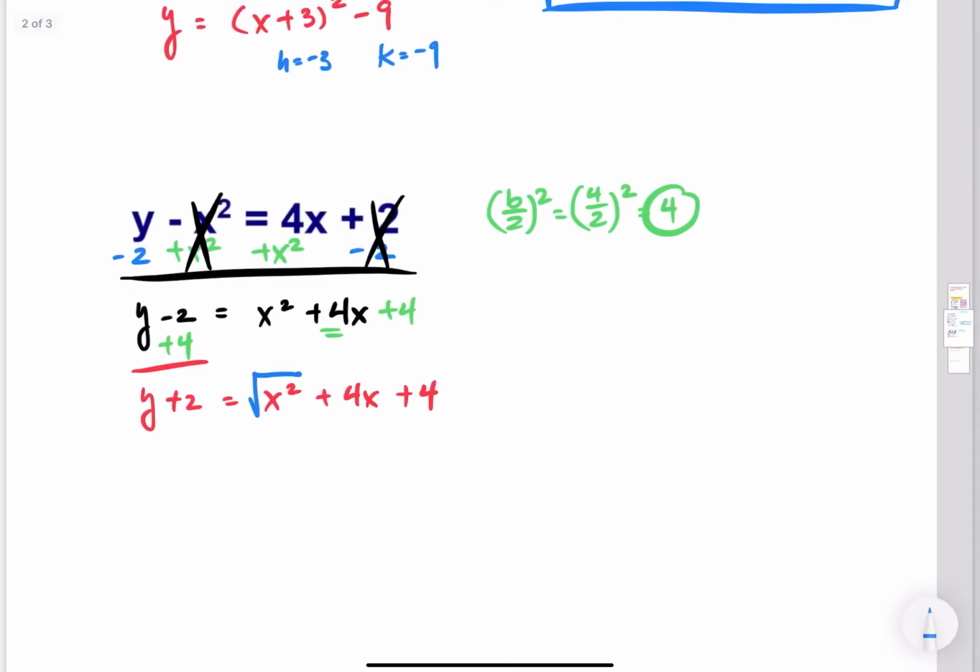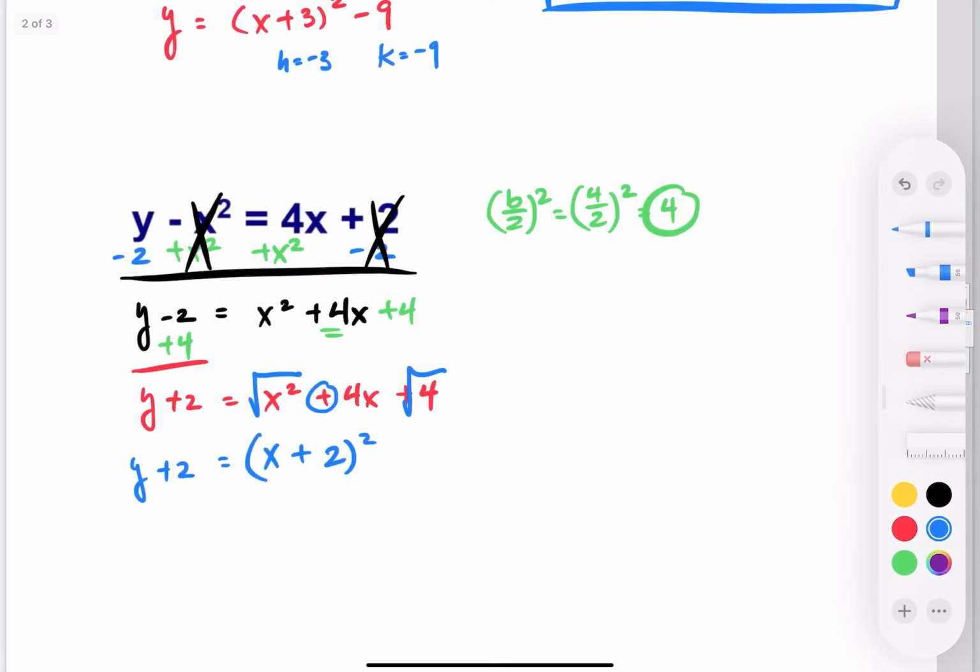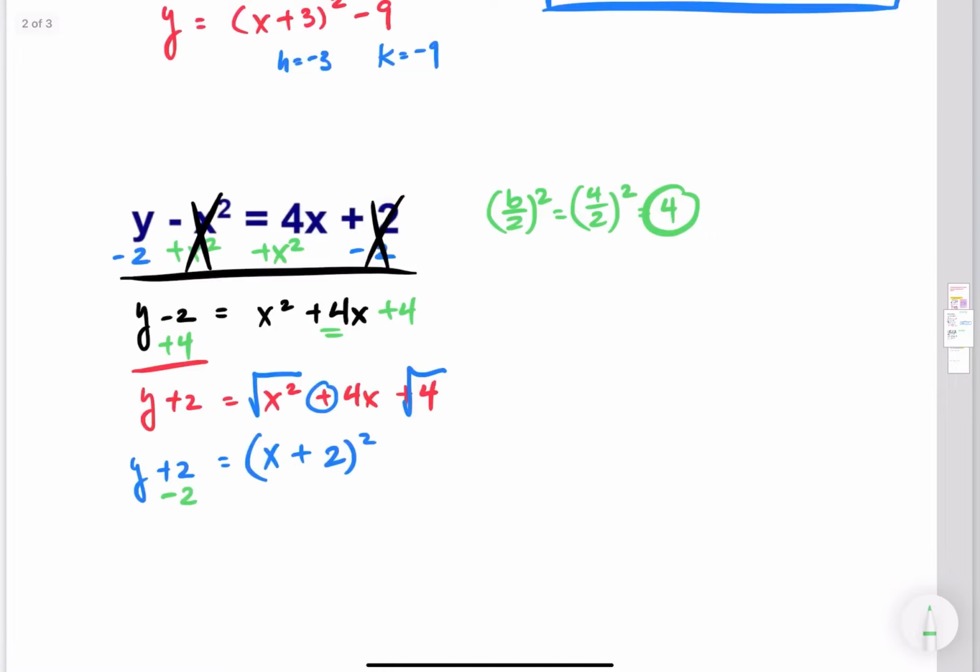Now, again, we know we have a perfect square trinomial on the right, so we'll go ahead and write it in factored form. Square root the first term, square root the last term, take the sign in the middle, and we square it. We'll bring down the y plus 2. And then we just need to get y by itself by subtracting 2 on both sides. The 2s on the left will cancel each other out, leaving us with y is now equal to x plus 2 squared minus 2.